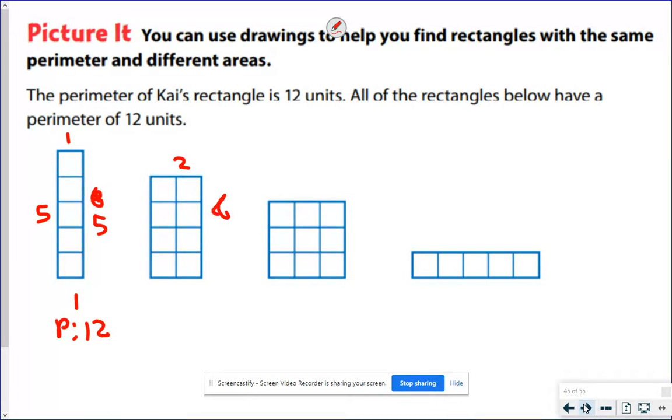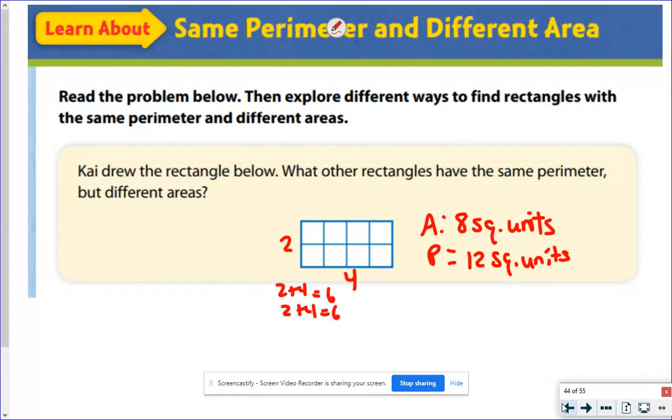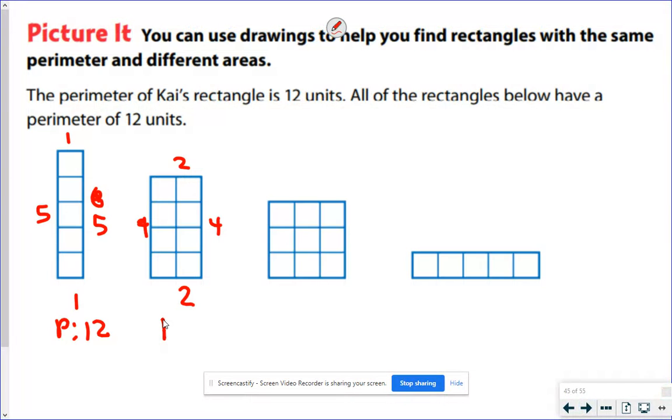This one was Kai's. Kai's rectangle just turned up, I believe. Yes. This one is 3 plus 3 plus 3 plus 3, 4 times. And this one is this first one over here, laid down on its side.